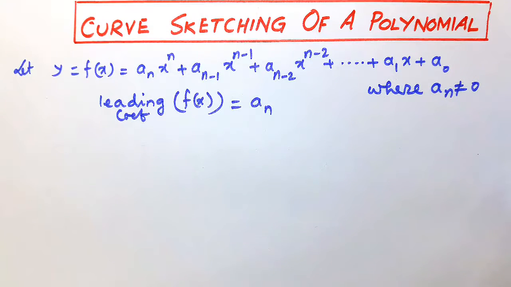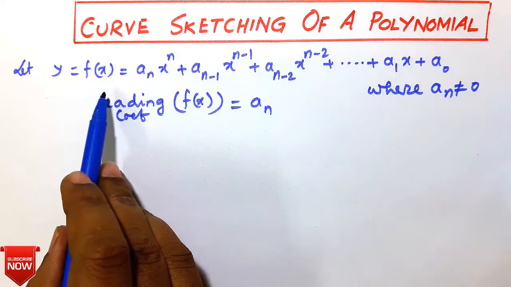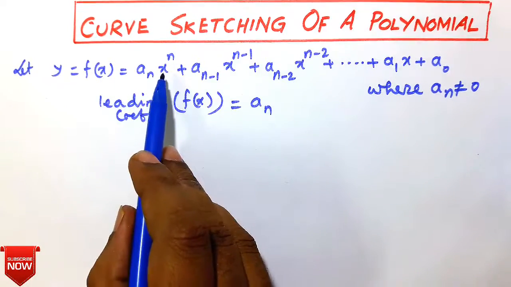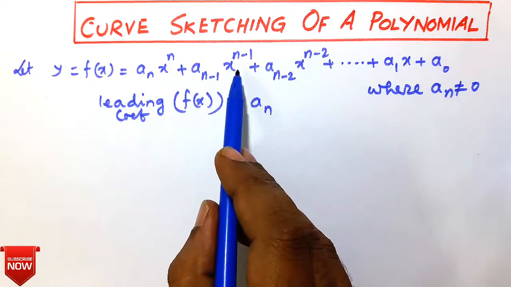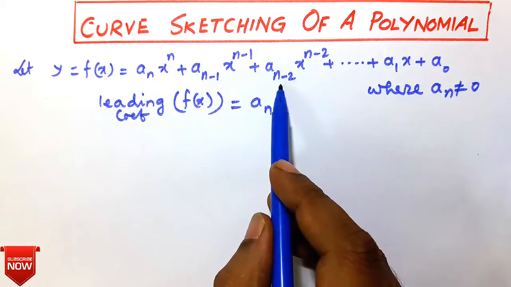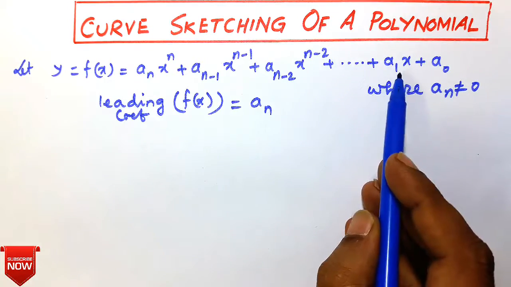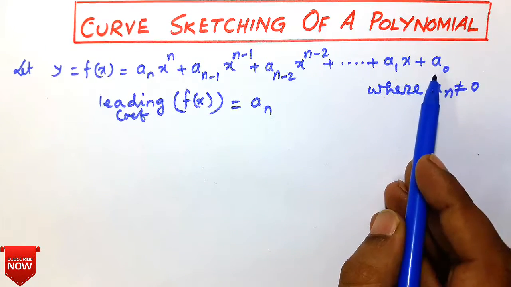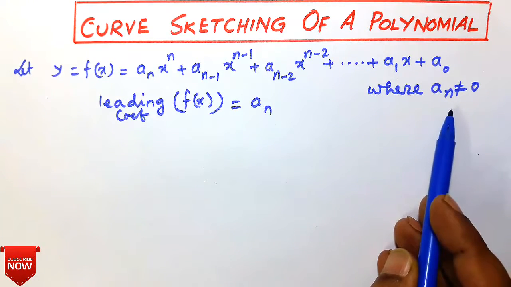Our topic is curve sketching of a polynomial. Let us consider that a polynomial is of the form y = f(x) = a_n x^n + a_(n-1) x^(n-1) + a_(n-2) x^(n-2) + and so on, + a_1 x + a_0, where a_n is not equal to 0.